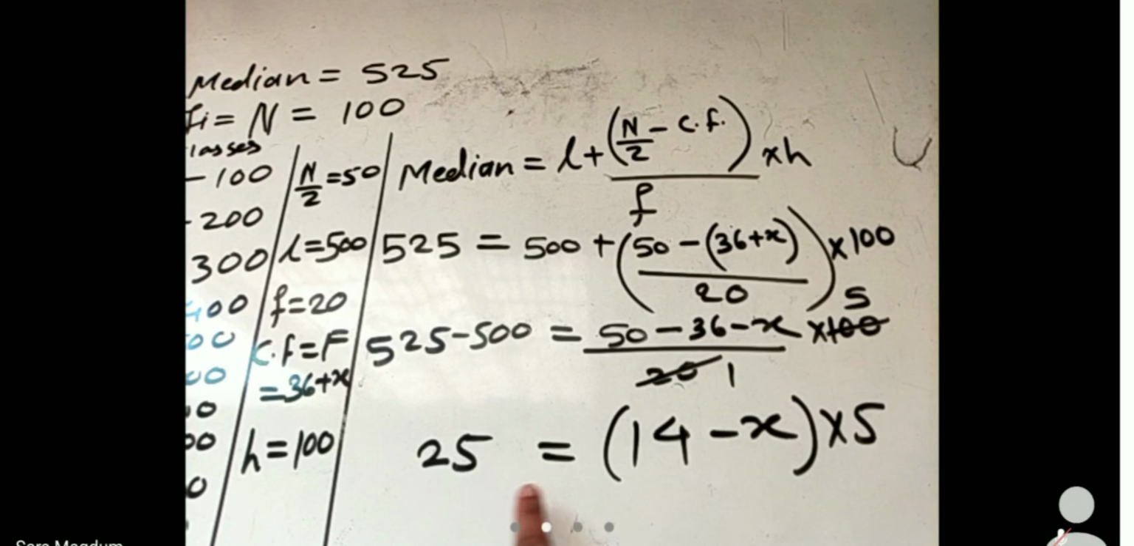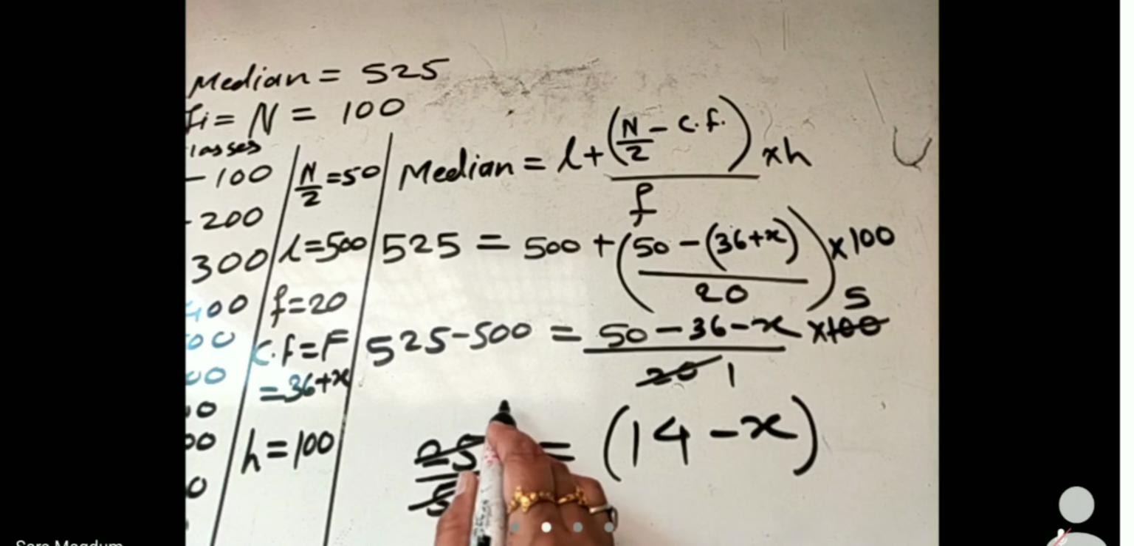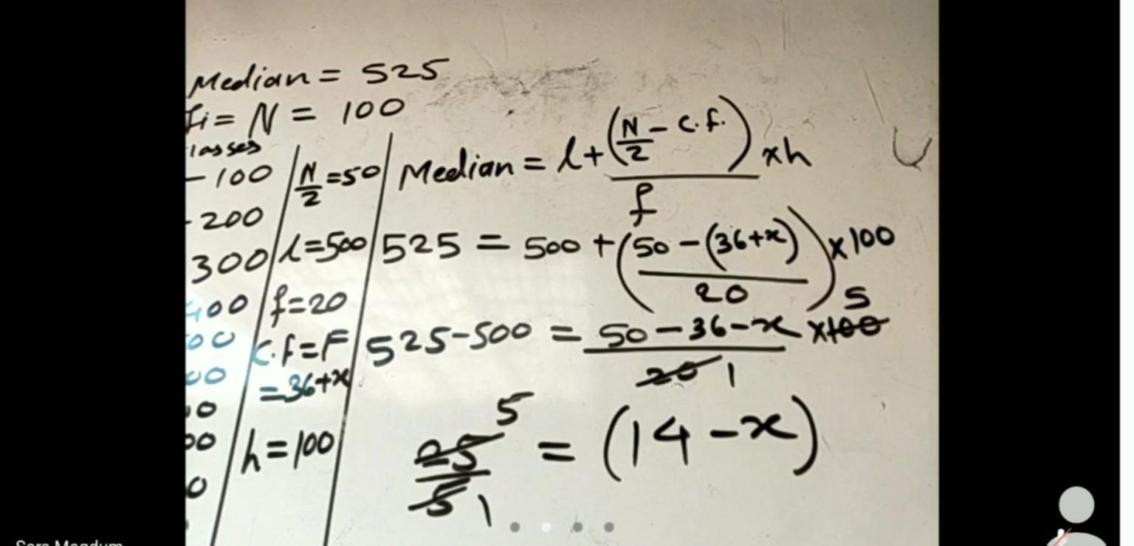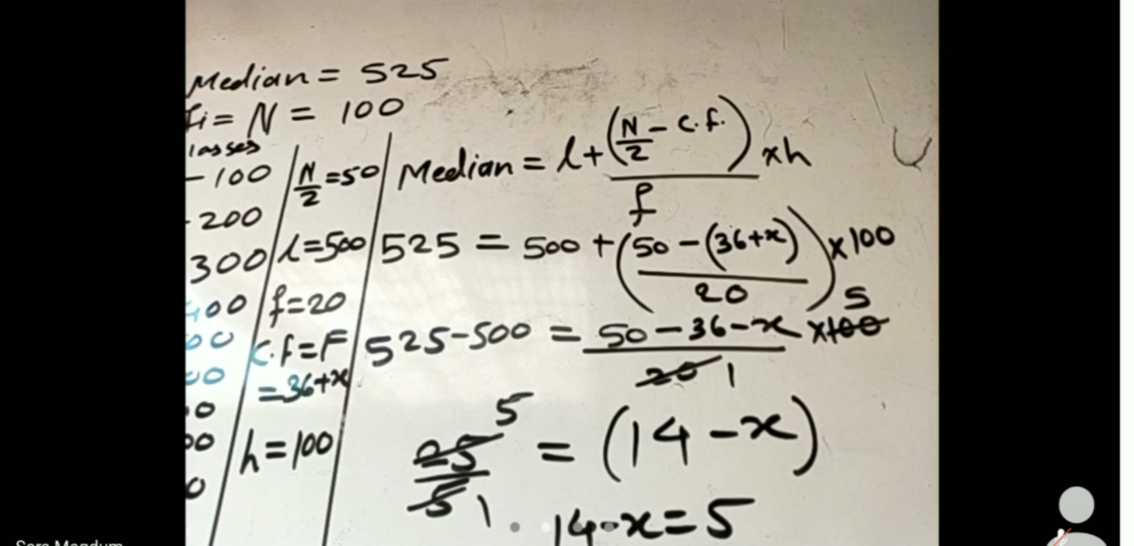But 5 we can shift to the left hand side. So let's shift that 5 to the left hand side. It will go in the denominator. And then 5 ones are 5, 5 fives are 25. Therefore, 14 minus x is equal to 5. We came to the equation 14 minus x is equal to 5. We will solve this equation and we'll get the value of x.